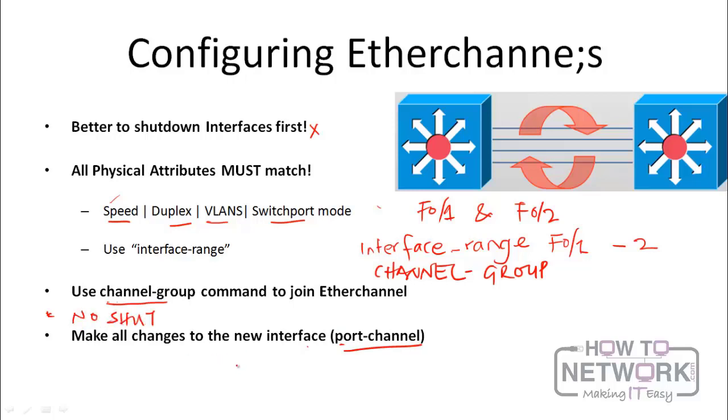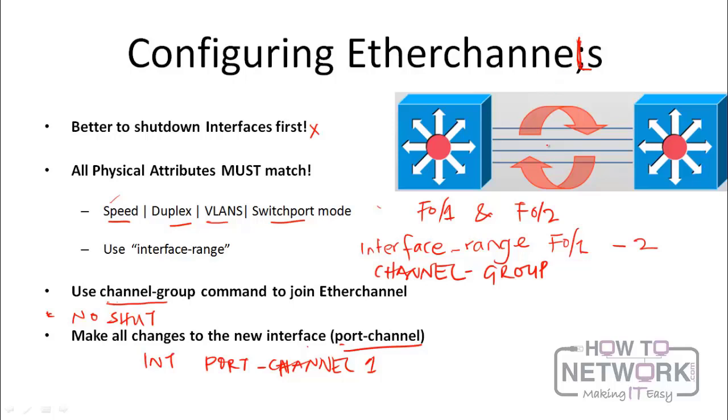Then for any other changes, if you want to make any change after you've configured the EtherChannel, you have to make them under the port channel. So you just go to interface port-channel and use a number, so maybe 1 or whatever. Whatever config you want to put, you put it under the port channel. So for instance, switchport trunk encapsulation, switchport trunk allowed VLAN, anything that has to do with any other configuration, you put it under the port channel. And that's how EtherChannel is configured. So this is EtherChannels, just EtherChannels.